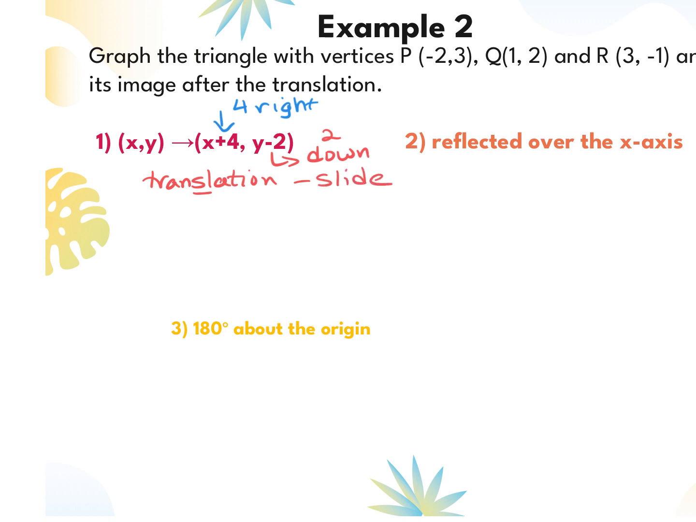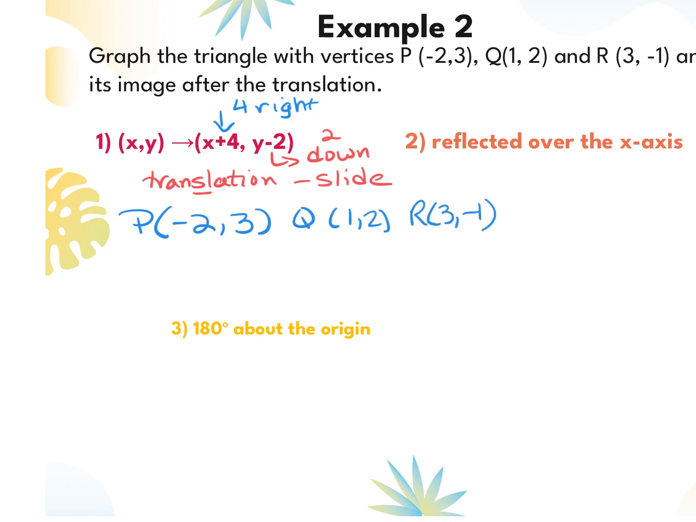So I'm going to go ahead and write down my original ordered pairs. So P, and let me do it in blue. I'll do it like I did on the previous slide. So P is the ordered pair -2, 3. Q is the ordered pair 1, 2. And R is 3, -1.